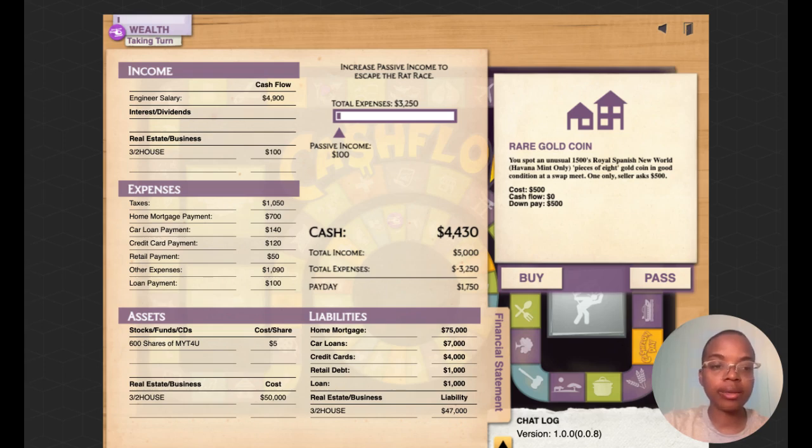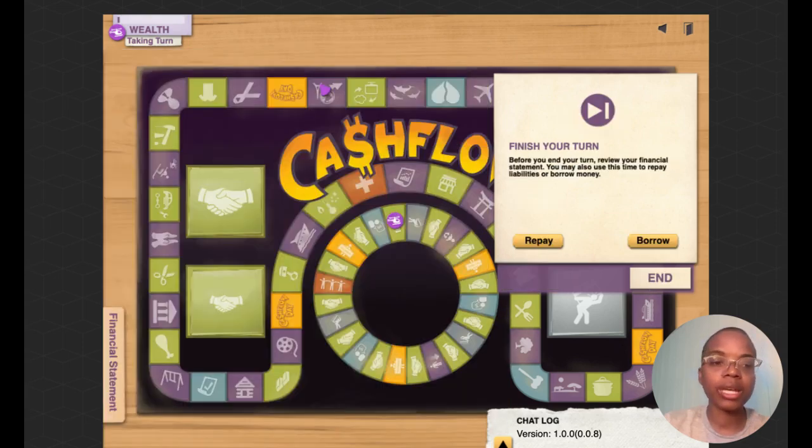And especially back when this game was created, there were a lot of people investing in gold at the time. So for the purposes of this, I'm going to pass on this one, but you never know. It could be an opportunity where someone's wanting to buy this at a higher price in the future. So I'm just going to pass for now, but you can always buy or pass for that.